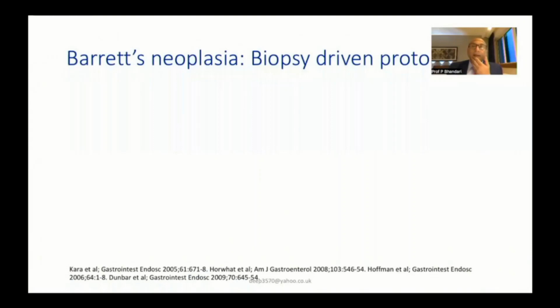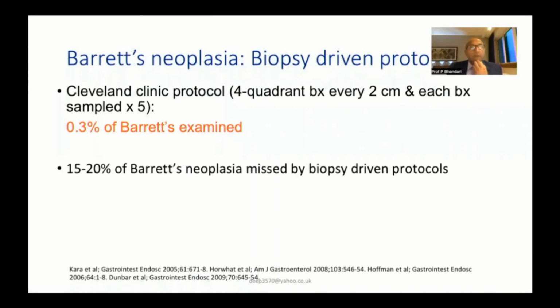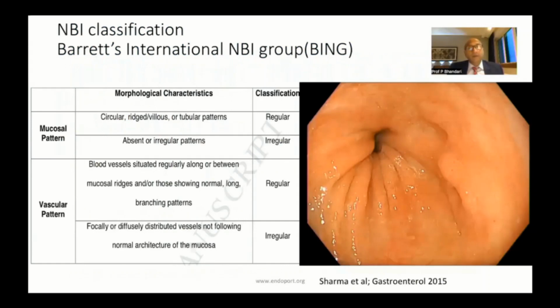Coming to Barrett's, it is very much a biopsy-driven protocol, and despite taking biopsies, we're sampling a very small amount of Barrett's, and that's why we're missing 15 to 20% of Barrett's neoplasia. And too many biopsies are required. Doctors don't take all the biopsies as dictated by the protocol. So we need to move on to imaging.